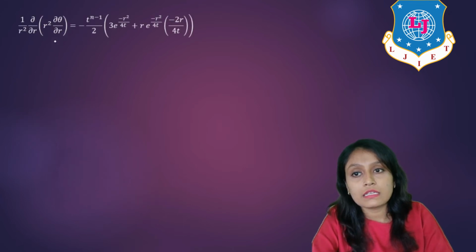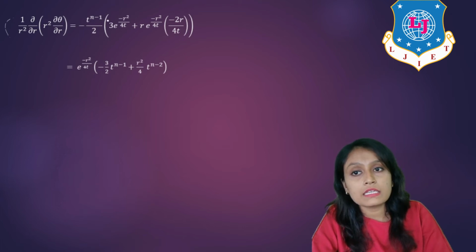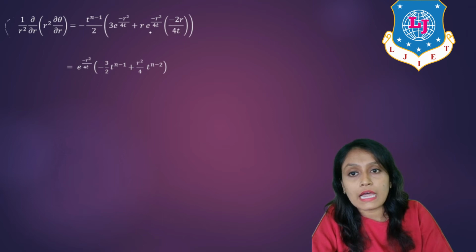So you will get this term as this. Now here what we have done, we have just multiplied by 1 upon r square. So in the previous term you have to multiply it by 1 upon r square. So in the numerator, wherever there is r square will get cancelled, and what remains is this term. Now further take this e raised to minus r square upon 4t common and multiply this t raised to n minus 1 inside. So here you will get minus 3 by 2 into t raised to n minus 1 plus, just simplify this, r square upon 4 into this e raised to minus r square upon 4t.